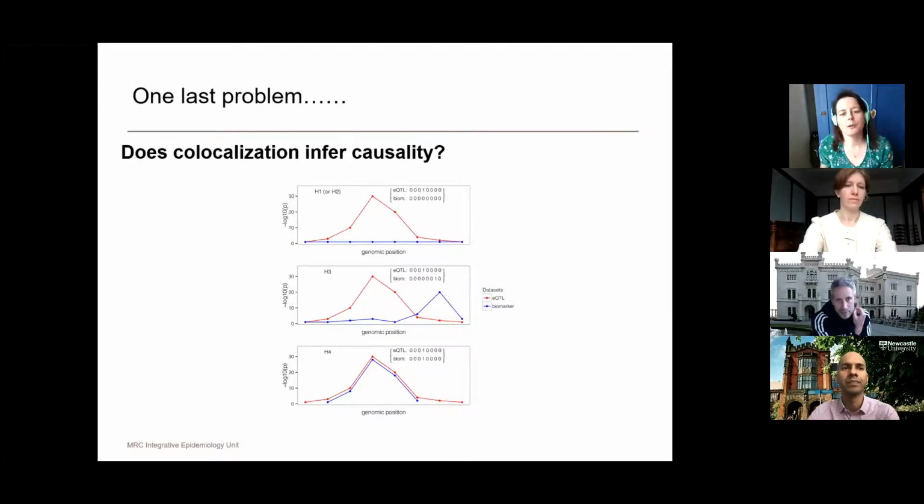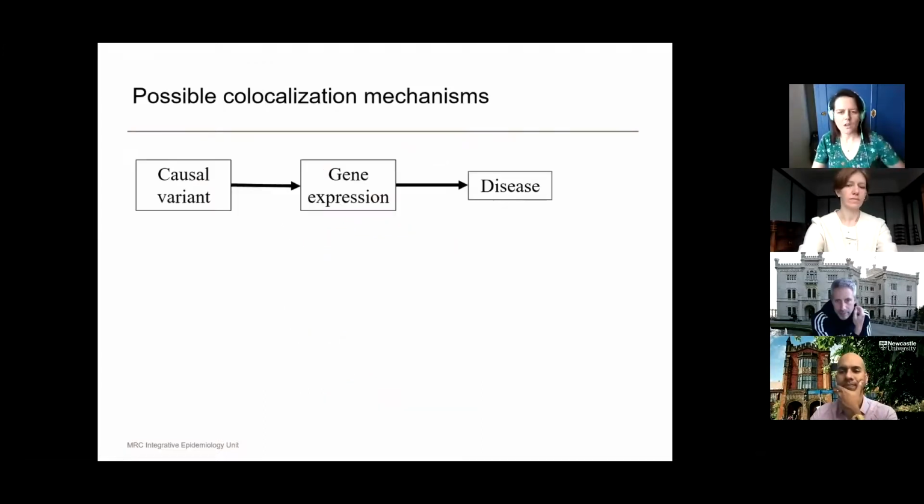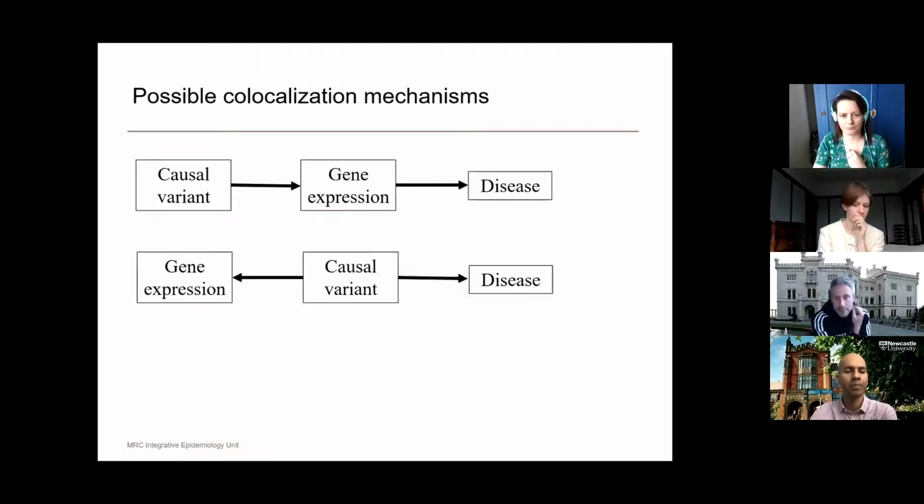So one last problem, and I think this to some extent would be my answer to the question that Sarah asked Gosha earlier about what's one of the major limitations of something like co-localization. I've said we're looking for this scenario where both your expression and your disease peaks are the same. So what we're assuming in this case is that the causal variant is affecting gene expression and that this is then causing the disease. That's what we're trying to identify and what we're assuming when we see that co-localization.